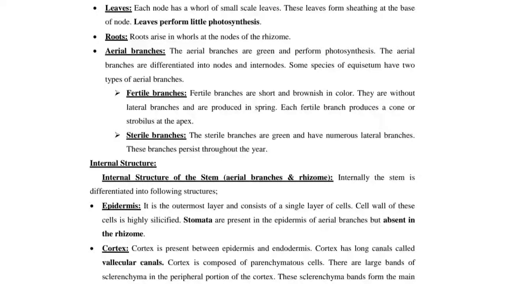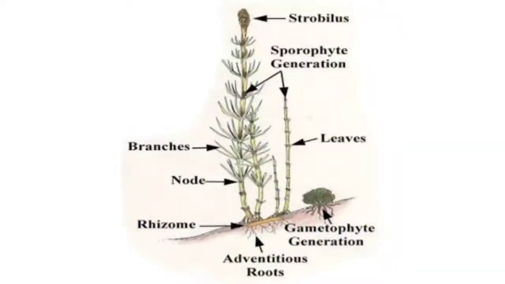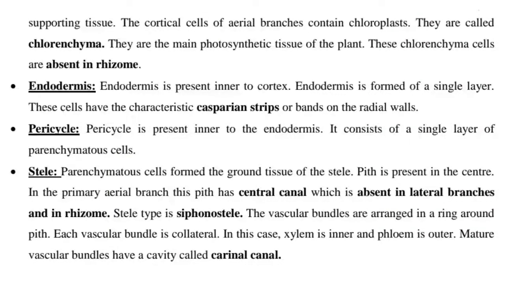Cortex. Cortex is present between epidermis and endodermis. Cortex has long canals called vallecular canals. Cortex is composed of parenchymatous cells. There are large bands of sclerenchyma in the peripheral portion of the cortex. These sclerenchyma bands form the main supporting tissue. The cortical cells of aerial branches contain chloroplasts. They are called chlorenchyma. They are the main photosynthetic tissue of the plant. These chlorenchyma cells are absent in rhizome.